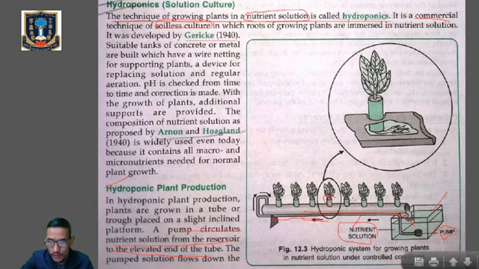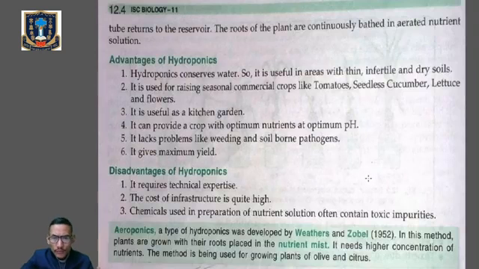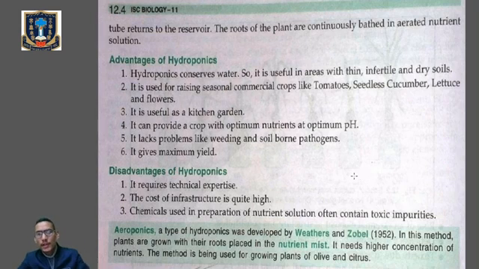So you can see over here that the nutrient solution is being circulated towards the tube, and from the tube again the nutrient solution comes back to the reservoir. Okay, so in this way the roots of the plants will be continuously bathed by the nutrient solution. Clear? So what are the advantages and disadvantages of hydroponics?